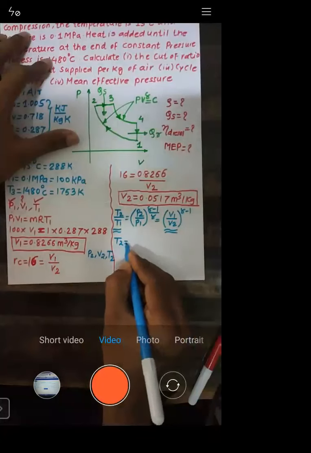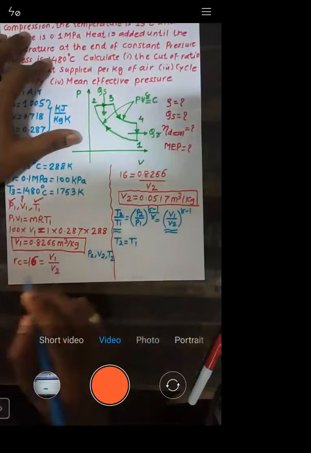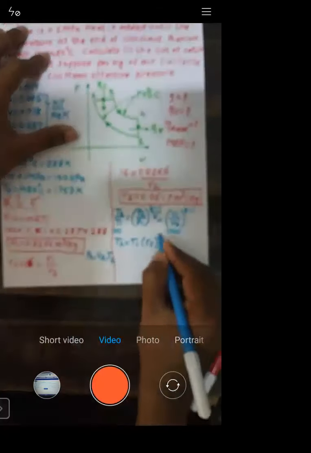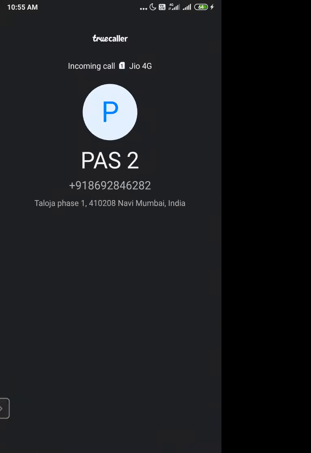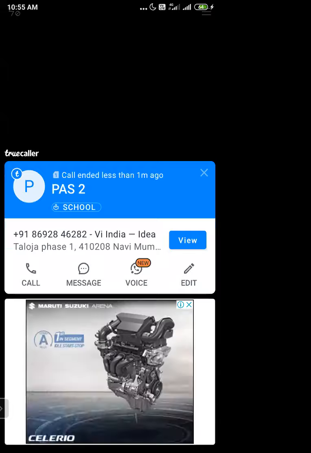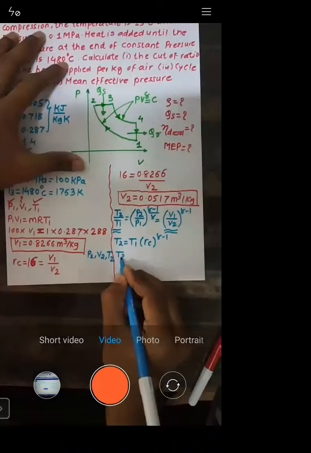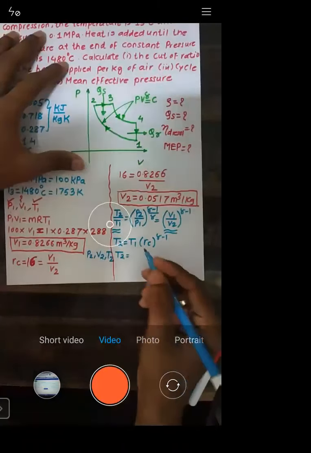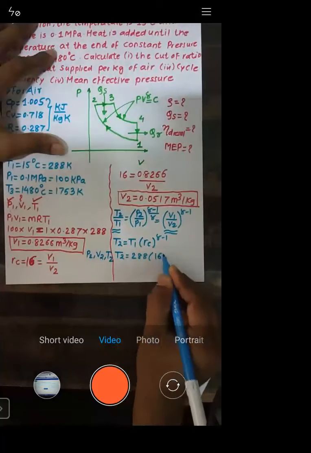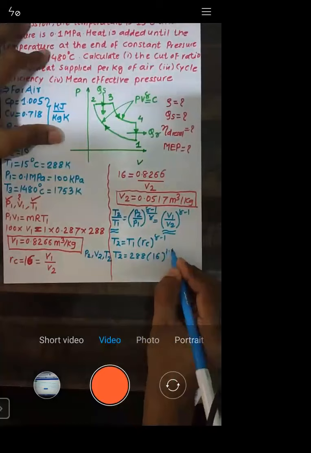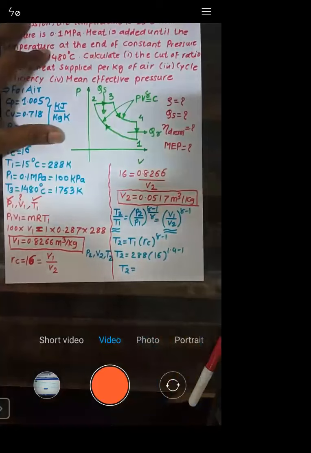So T2 is equal to T1 into V1 by V2, and V1 by V2 is RC, so RC raised to power gamma minus 1. T1 is given as 288, RC is given as 16, raised to power gamma, which is 1.4, minus 1. From this we will get the value of T2. Let us get the value of T2.